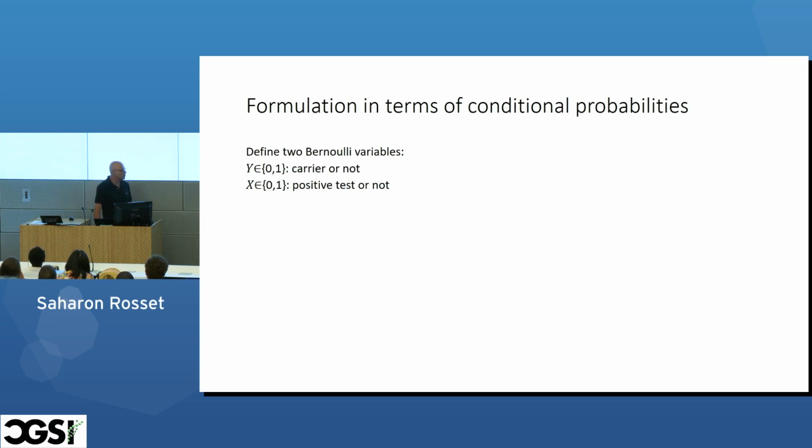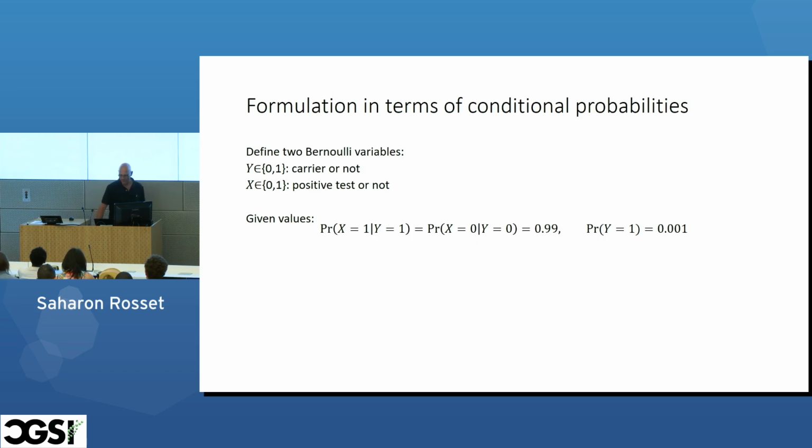So we define these two binary variables. Y is whether you're sick or not, and X is whether you got a positive test or not. And what we're given is that X given Y, so given that Y is some value, the probability that X is the same value is 0.99. This is right, what we said about the test being 99% accurate. These were statements about the conditional distribution of X given Y. We also were told that the marginal probability of Y being 1 is 1 in 1,000.